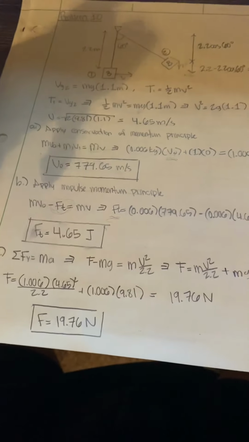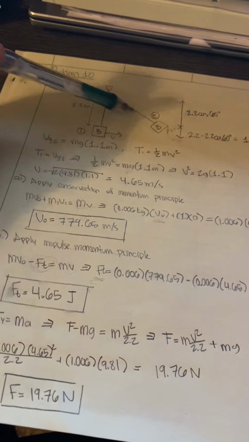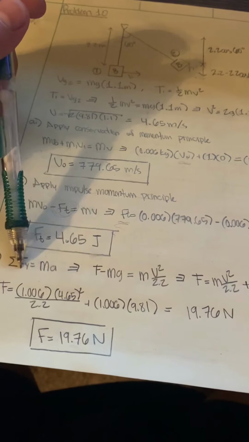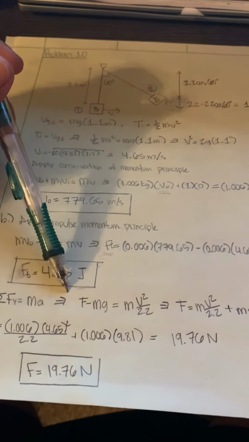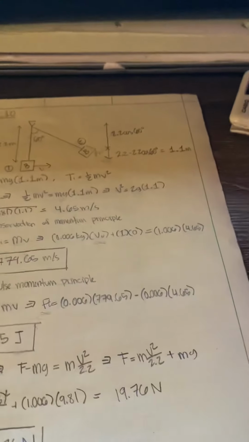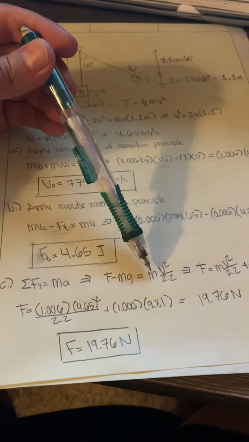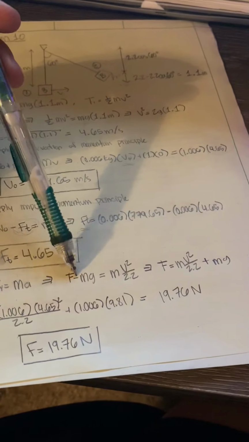And now it wants us to find the force of the cord immediately after the impact. So for this, we take the sum of forces in the y direction, which will equal mass times acceleration. We have the force going up and the force going down, and that's equal to the acceleration, v squared over the length of the cord, which is 2.2. Just put F by itself.